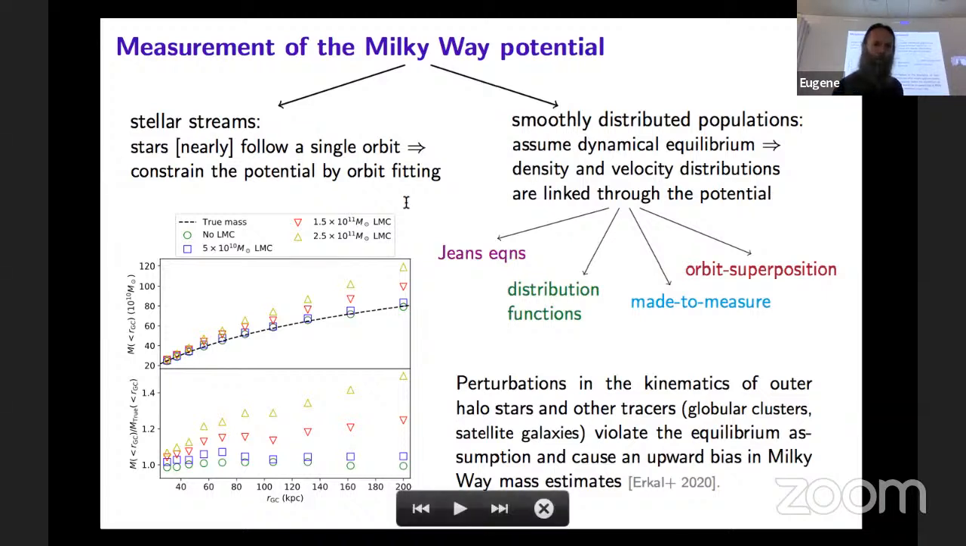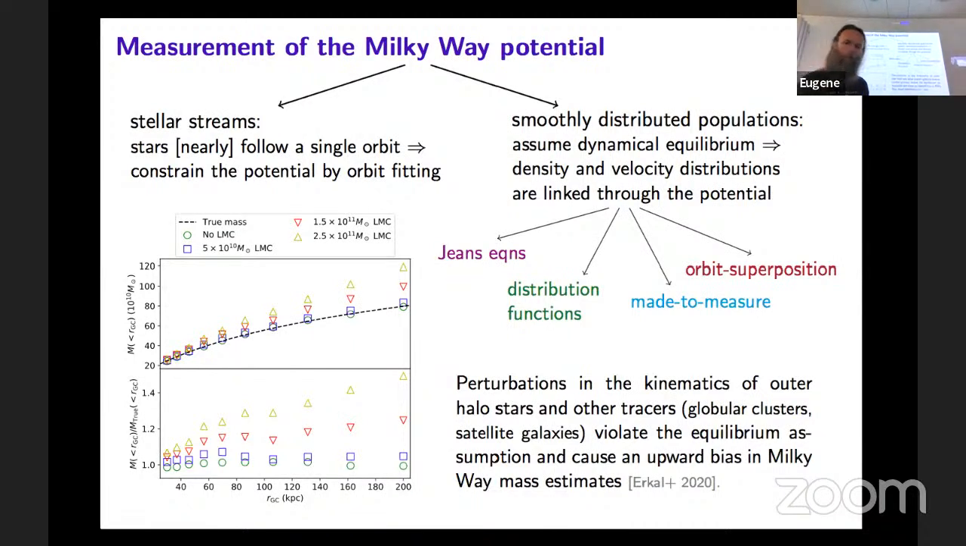And this bias was, so this is the true mass shown by the dashed line, and that's what they measure for different masses of the LMC. So the answer from the model always comes up higher than the true answer. And this bias is at the level of 10–20%. So it's stronger, obviously, for the larger LMC masses.